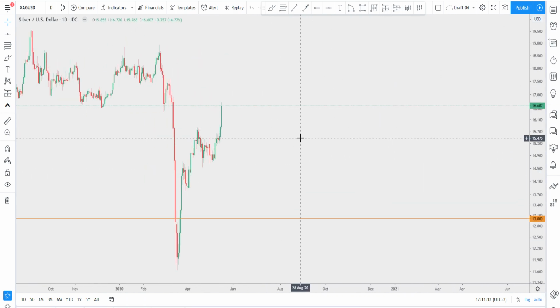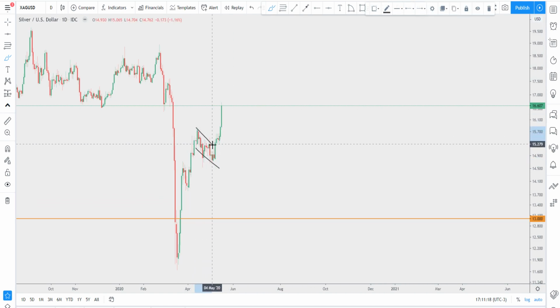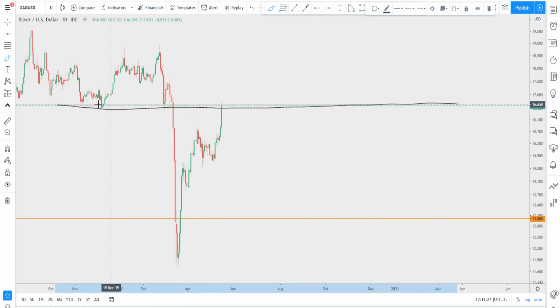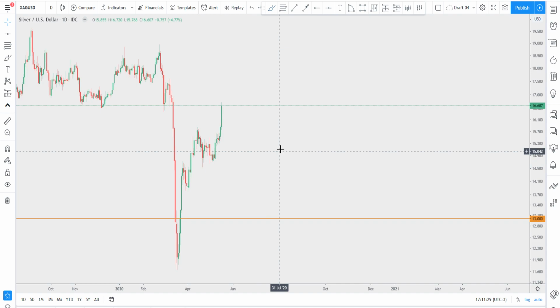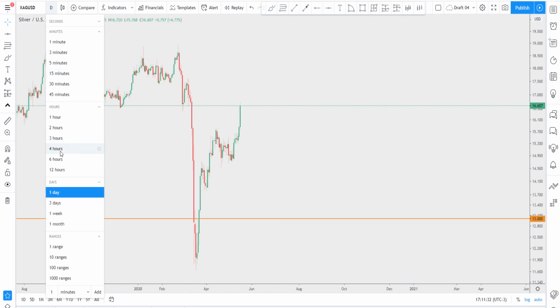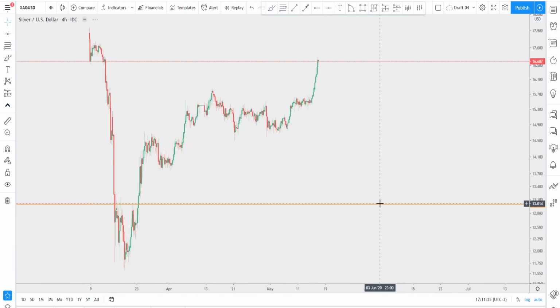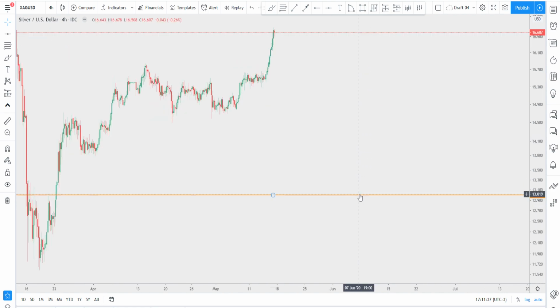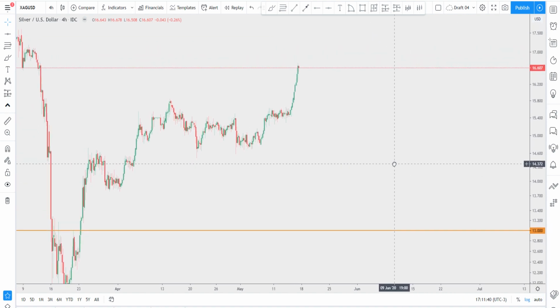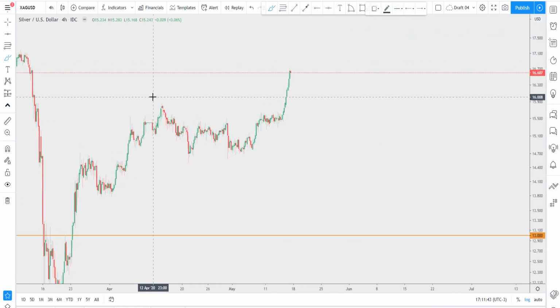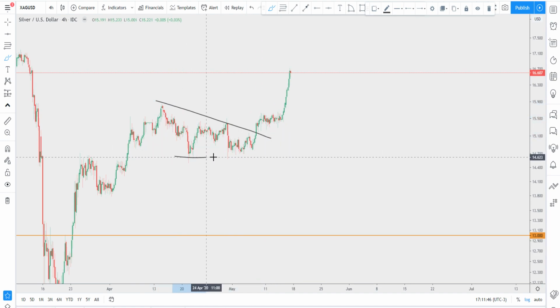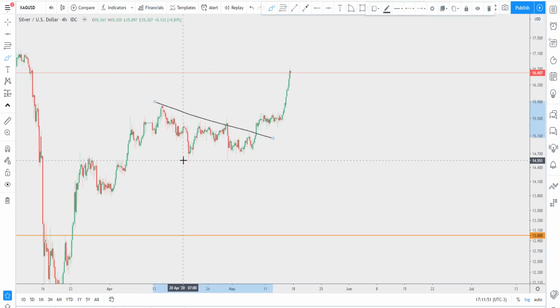We had this bull flag here, not a perfect one, but it's a clear bull flag. And we know that we have a clear resistance level here, very important, that we have to look at. And let's take a look at the 4 hours. Actually, it's not a bull flag. Sorry, it's a bullish continuation pattern.